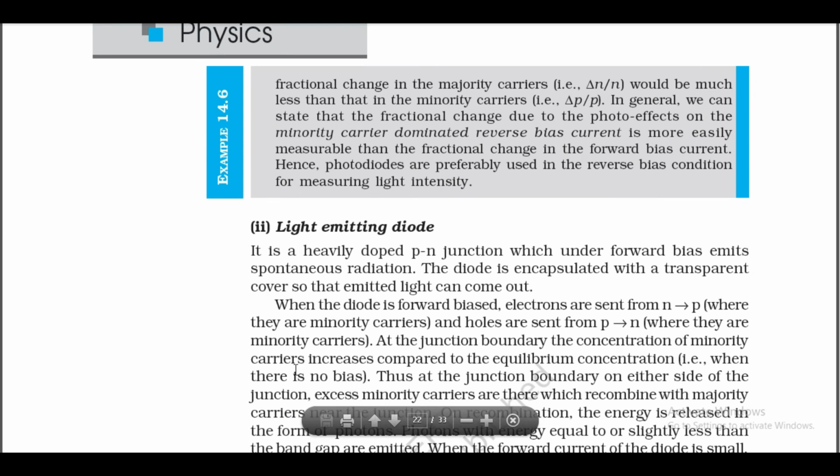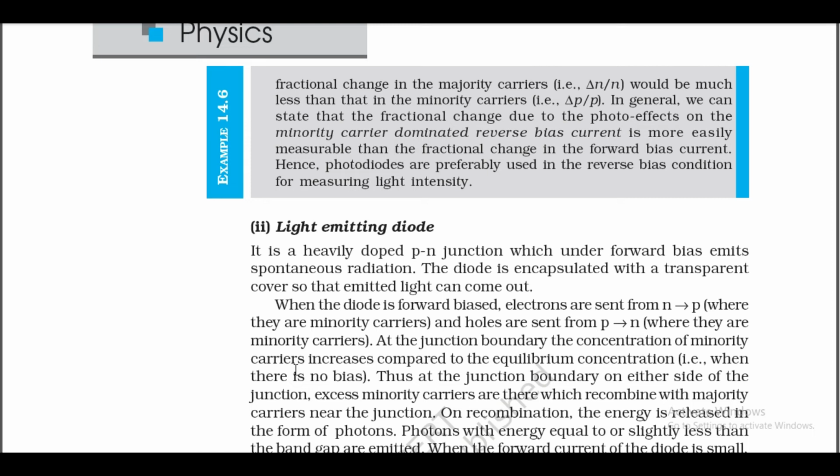Second, light emitting diode. It is a heavily doped PN junction which, under forward bias, emits spontaneous radiation. The diode is encapsulated with a transparent cover so that the emitted light can come out. When the diode is forward biased, electrons are sent from N to P, where they are minority carriers, and holes are sent from P to N, where they are minority carriers.